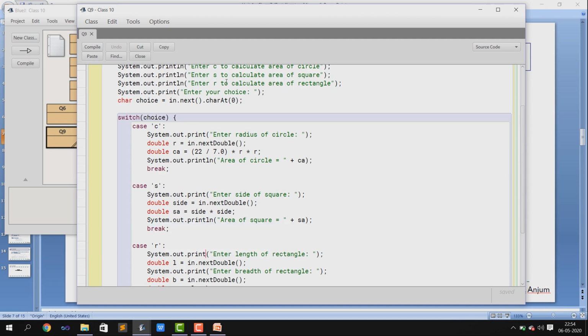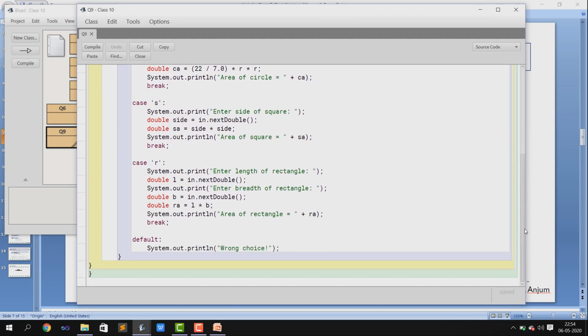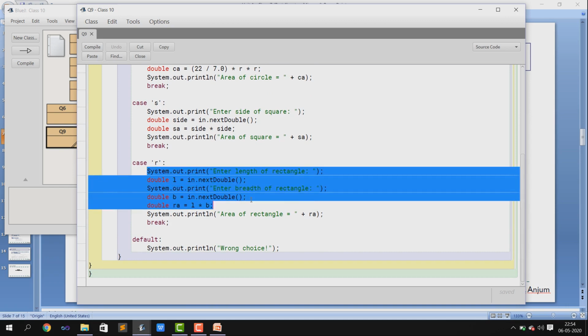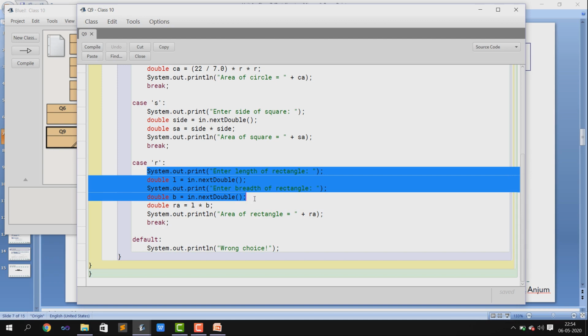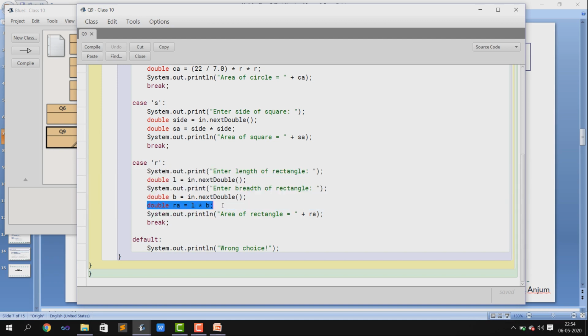Okay, and then the last case, that is R, to calculate the area of rectangle. What is the formula for calculating area of rectangle? That is your length into breadth. So you are going to take length and breadth as an input. With these four lines we have taken as an input length as well as breadth. Now again in this line we are going to apply your formula, that is length into breadth, L into B, and we are going to store the result in our A variable, and lastly we are going to print this area on the screen.